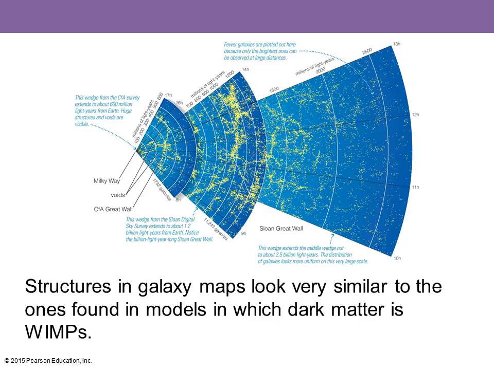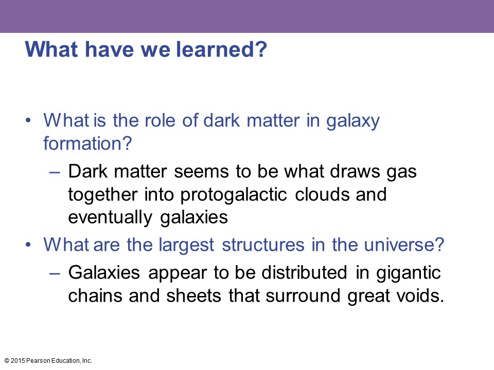Unless our model's wrong or we've determined that WIMPs are just not the right type of particle, we are going with this hypothesis that WIMPs may be what dark matter actually contains. So what's the role of dark matter? Well, dark matter seems to be what draws gas together into protogalactic clouds, eventually galaxies. And what are the largest structures in the universe? They appear to be distributed in huge chains and sheets, and those surround great voids, great empty spaces between galaxies.